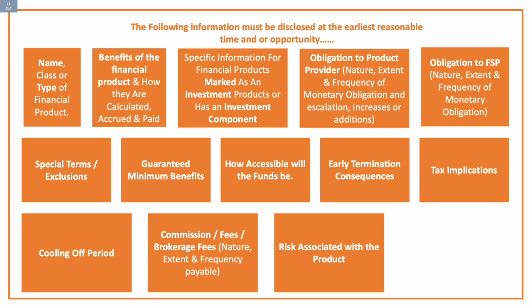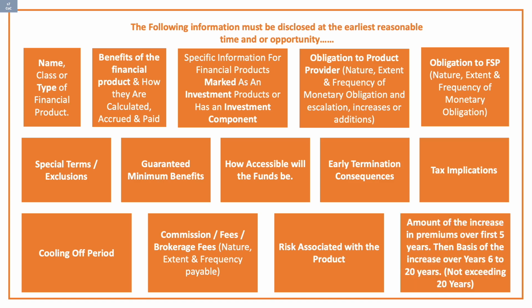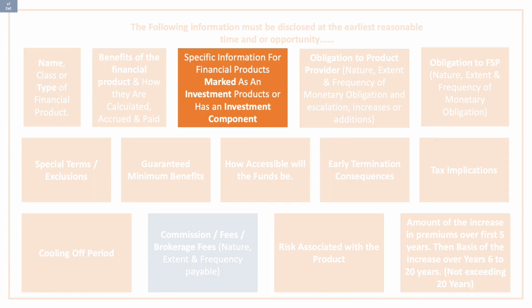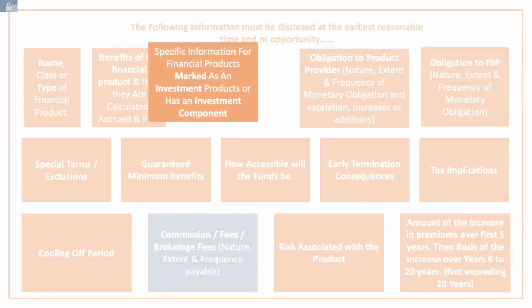13. Any and all risks associated with the product. 14. The amount of the increase in premiums over the first 5 years, then the basis of the increase over years 6 to 20 years, not exceeding 20 years. Therefore, when a financial product has an element of an investment, then there are additional disclosure requirements that need to be provided to the client about the financial product. Let's go through these disclosures.